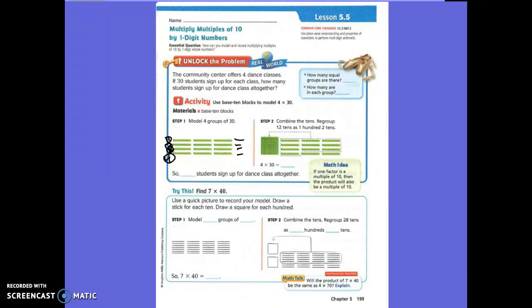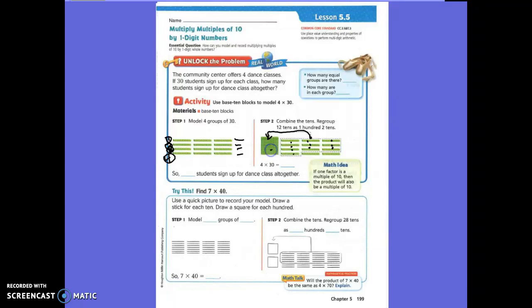Now, to find 4 times 30, they're saying you can combine the 10s and regroup. So, how many 10s makes 100? Everybody? 10. 10 10s makes 100. So they're going to group 10 10s together. 1, 2, 3, 4, 5, 6, 7, 8, 9, 10. So they circled all those 10s. You see that? And they made them now look like a 100. You see how now it's like a square. Those squares are 100, okay?